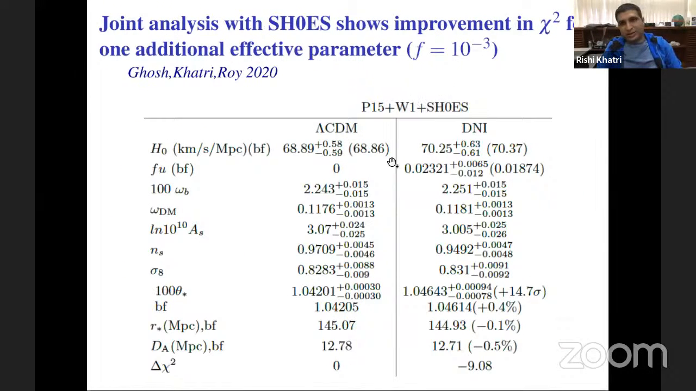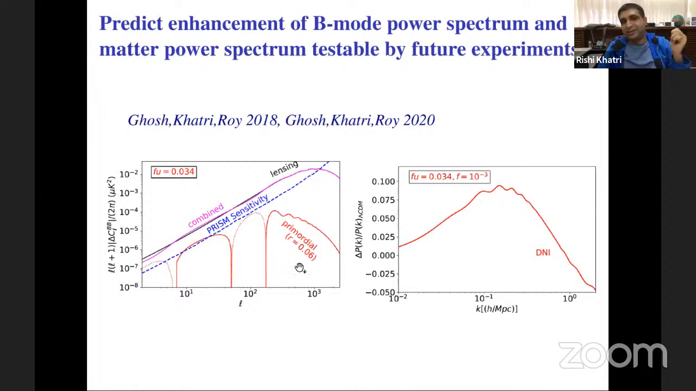And you can also do a combined analysis with SLUs and look at how the chi-square improves. And we have one additional effective parameter that we are adding. The chi-square improves by about -9. So that's a good thing. It means we are solving the tension a little bit.